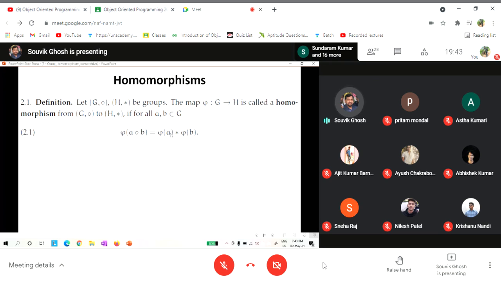Now we have A also with us from G. So where does this element belong? Phi A. Where does this element belong? Phi A.